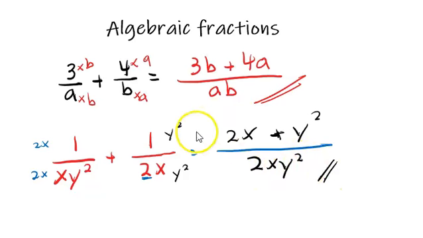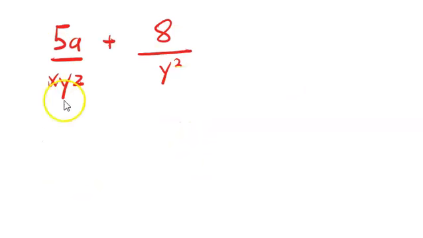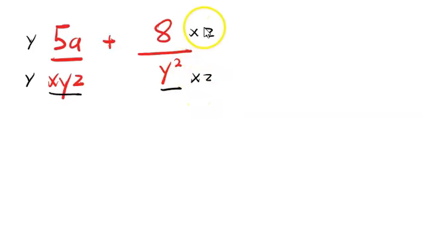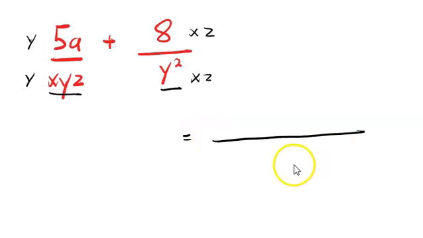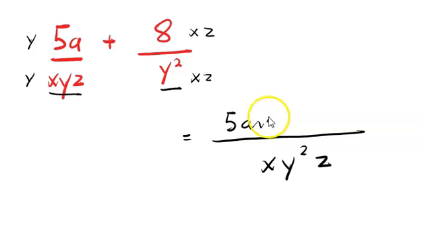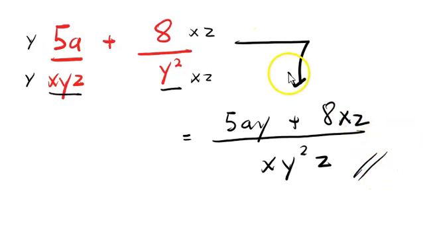Now let us do a more complicated question, and this is the question we're having. Here we're having a y squared, and here's xyz. So how to make it the same? We have to multiply this side with y, alright, and this side we have to multiply with xz to make it the same. So here we'll be having xy squared z. So here at this term 5ay plus 8xz. So this is your answer here. Okay, so I hope you can understand this.